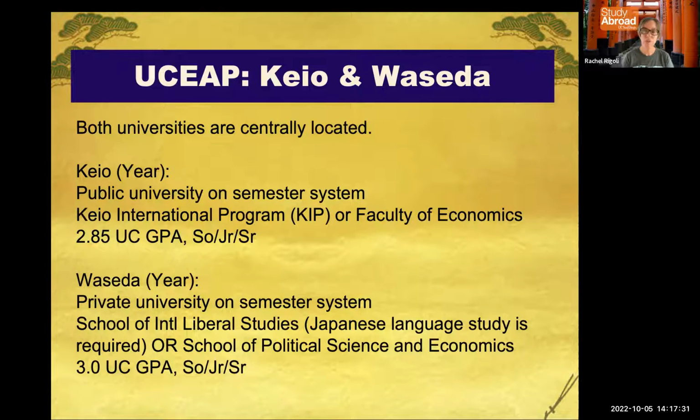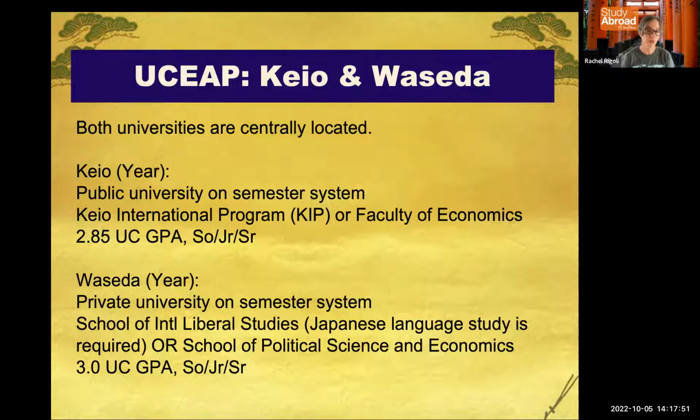At Waseda, you've got 2 options, the School of Political Science and Economics or the School of International Liberal Studies. And if you pick the School of International Liberal Studies, you do have to take Japanese. On the other programs, you do not, but with that one program, EAP requires that you study Japanese while you're there.